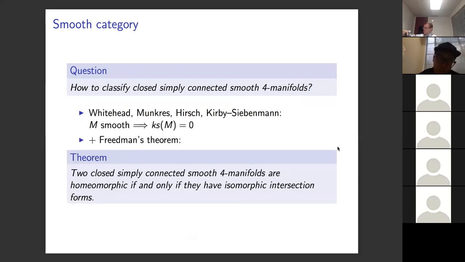By the Freedman theorem, in the smooth category, whether two manifolds are homeomorphic can be completely decided by the intersection forms. Therefore, we can label topological 4-manifolds by their intersection forms if they're already smooth. Then there are two natural questions. Given a topological 4-manifold, is there any smooth structure? And if there is, then how many are there?